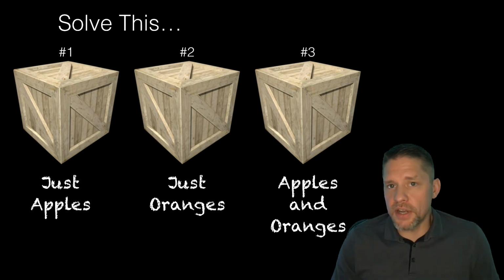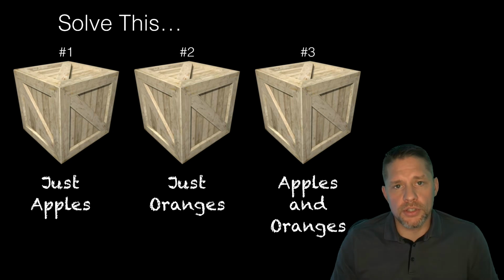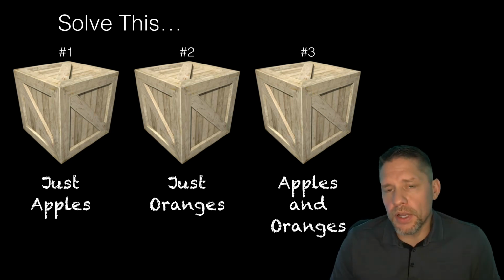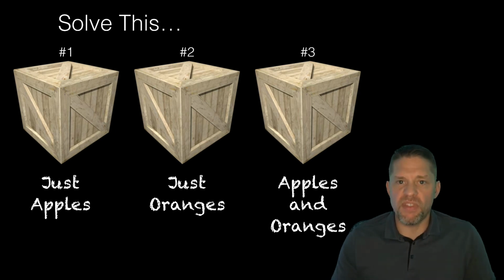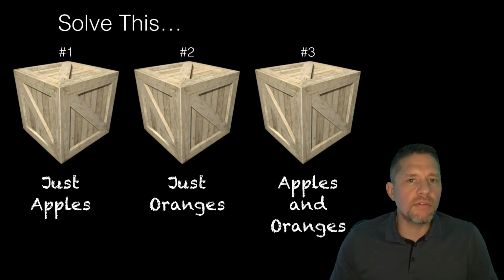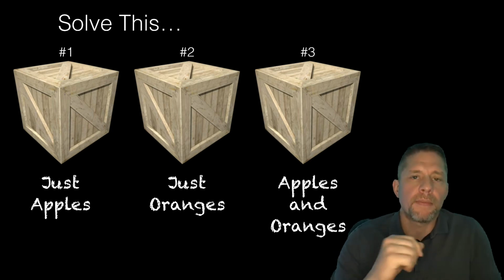Crate 1 does not contain just apples. Crate number 2 does not contain just oranges. And crate number 3 does not contain both apples and oranges. That is a fact. So that's all the information that I'm going to give you. But I will give you one ability.